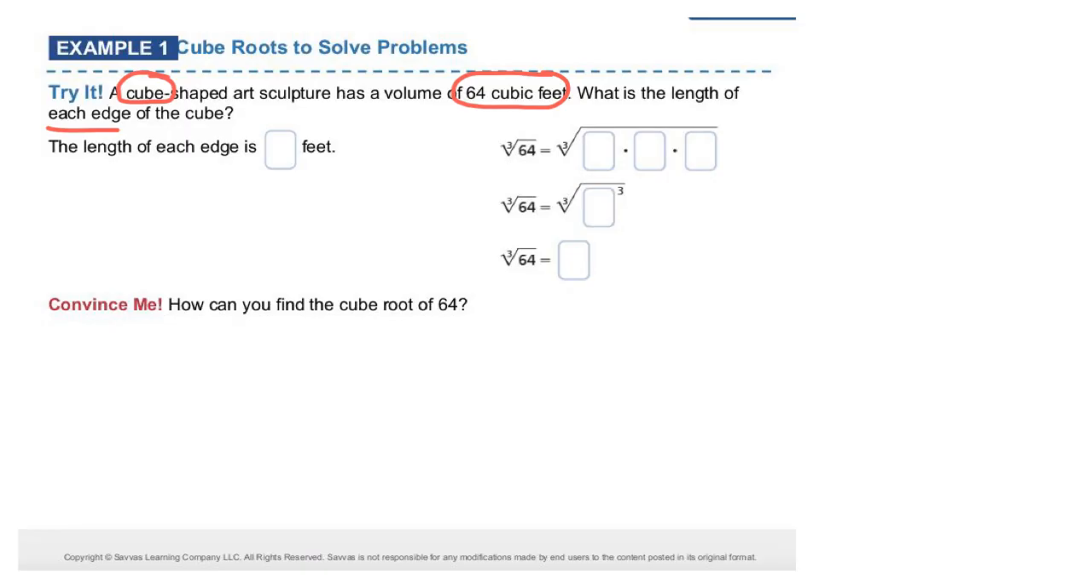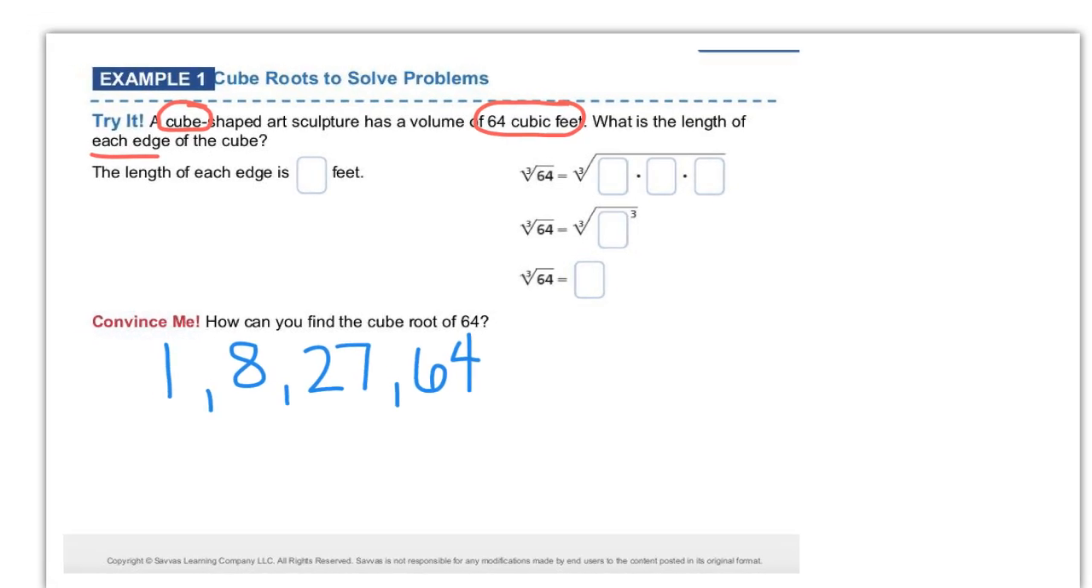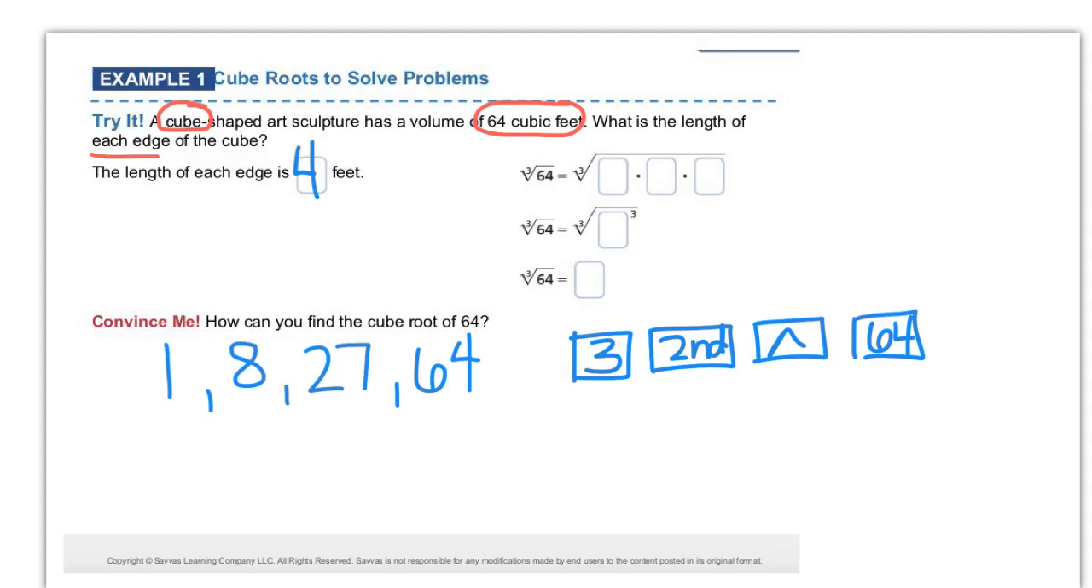All right, so if you used your cube root list, remember it looked like this: 1 times 1 times 1, 2 times 2 times 2, 3 times 3 times 3, 4 times 4 times 4 would give us 64, so 4 for every edge. If, on the other hand, you wanted to use the calculator, you would hit 3, second, which is right next to the 7, then 64, and then enter, and you would also find that each length of an edge is 4 feet.